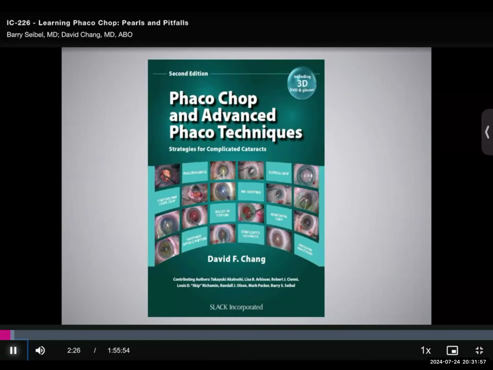So we kind of broke it all down into horizontal chop and vertical chop, and that terminology started in our course. In horizontal chop, the chopper and the phaco tip, the initial chopping motion, it's in the horizontal plane. So you're reaching around the equator, chopping the center, that's what we call horizontal chop.